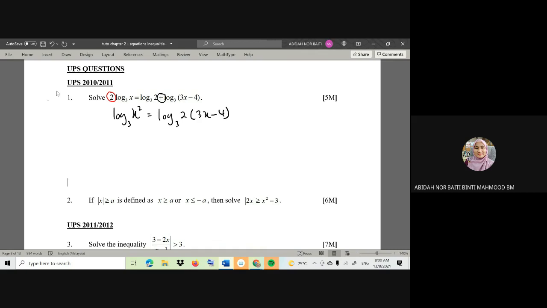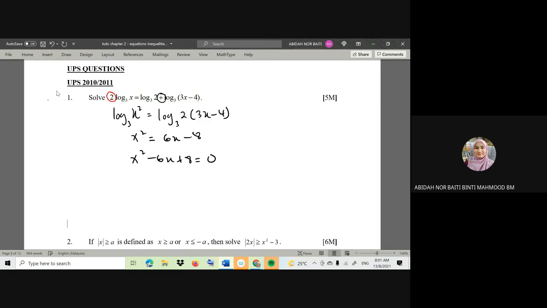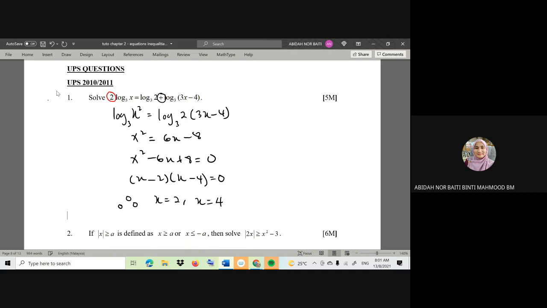Okay, now we have single log both sides with same base. Therefore, x squared equal to 6x minus 8. Okay, rearrange until we get quadratic equation. Then we factorize this quadratic equation, we get 2 and 4. Therefore, the final answer is two values of x are 2 and 4. Yeah? For question number 1.